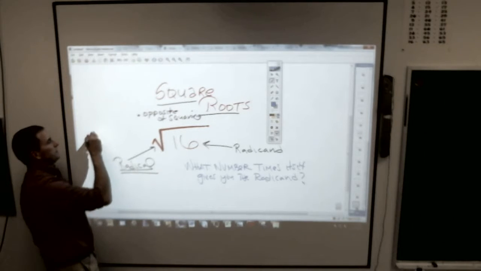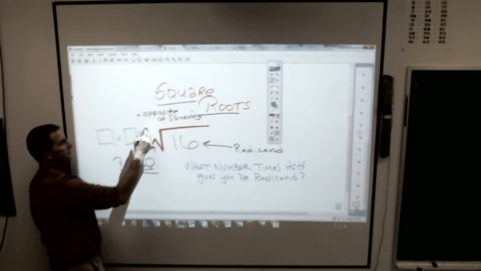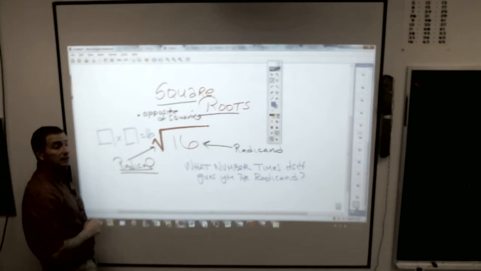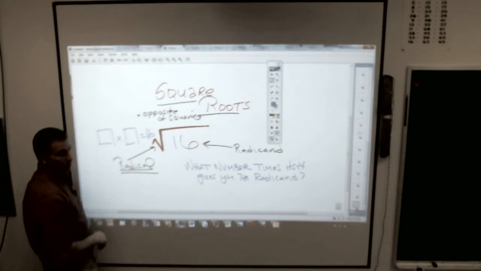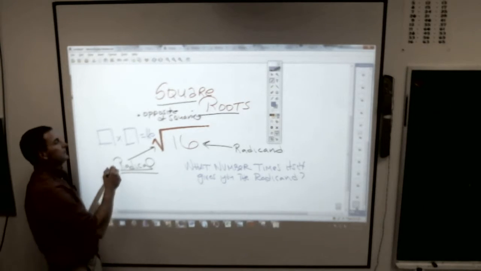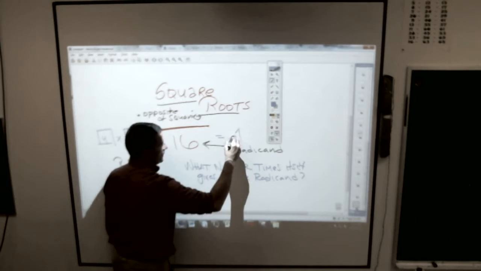Basically you're saying, okay, what same number times itself will give me 16? It's not a division problem. It's not 8 or 2 or any of those things there. What number times itself, Lauren? 4. So the square root of 16 is 4.